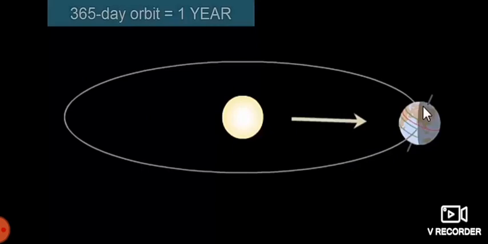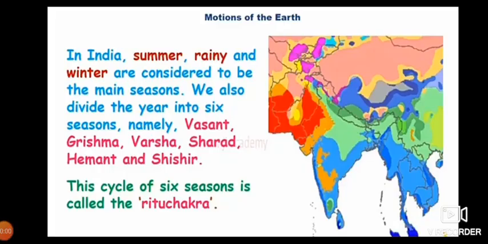So did you understand about the summer season and winter season, how it is distributed on the earth? It is only because of revolution. So now we have studied about winter and summer season, when we are having winter and when we are having summer. But there is one more main season in India, that is the rainy season. Yes, so in India, summer, rainy and winter are considered to be the main seasons.